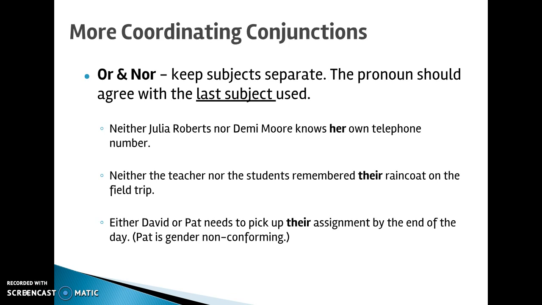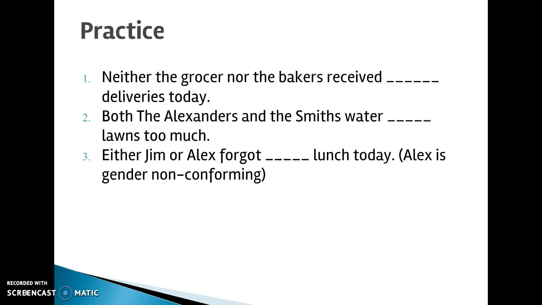Now, this is a tricky case. Pat is gender nonconforming, so we're going to respect that pronoun preference by using their instead of he, him or her, because that is the preferred pronoun that Pat uses. Even though Pat comes separate, I'm going to agree with that preferred pronoun. So go ahead and pause the screencast, do a quick practice.